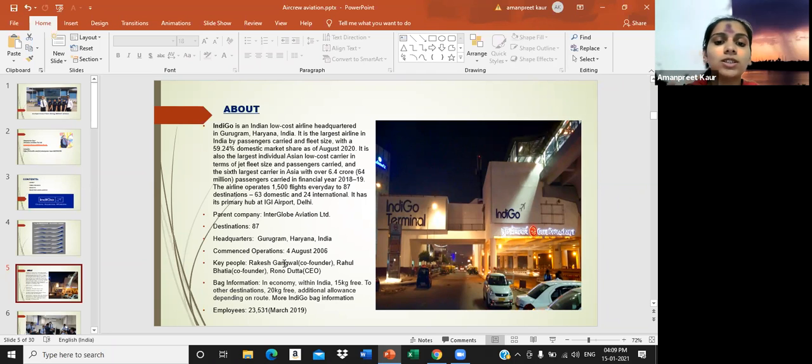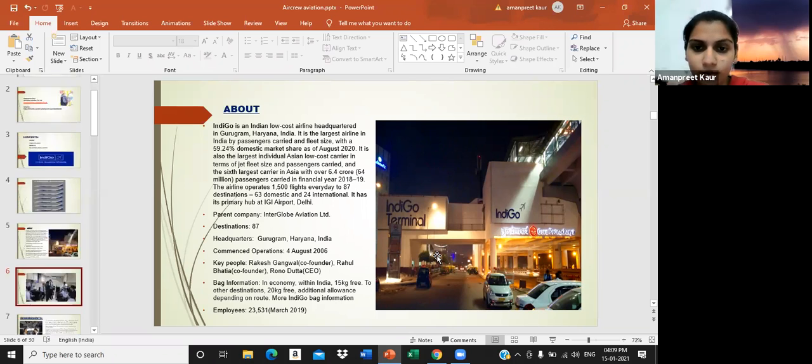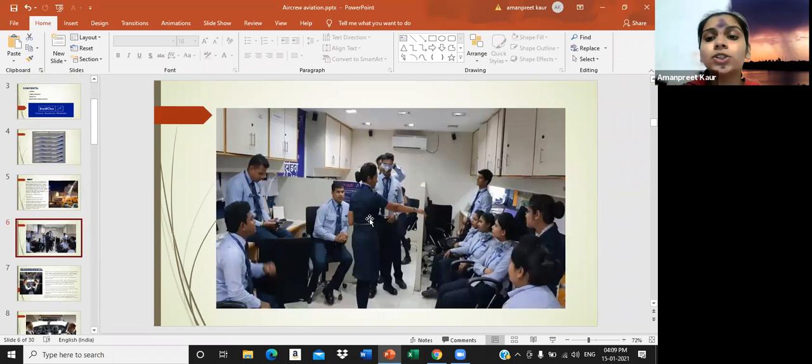The baggage information is, in domestic class in economy, 7 kgs for the handbag and 15 kgs for the other luggage. Whereas for the other destinations outside India, it is 20 kg, and the additional allowance depends on the route and you have to pay for it. The total employees till March 2019 were 23,531. And at the right side in this image, you can see the headquarters of IndiGo Airlines. Next, this is the image of the ground staff of the IndiGo Airlines.